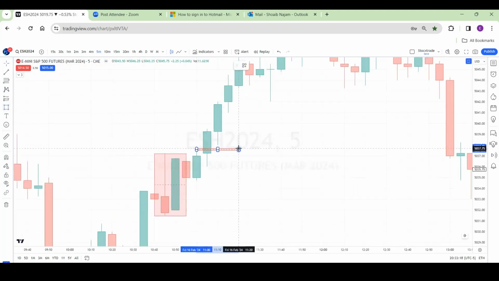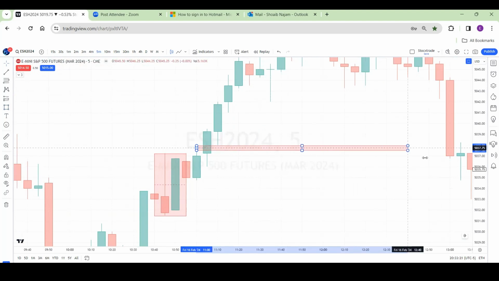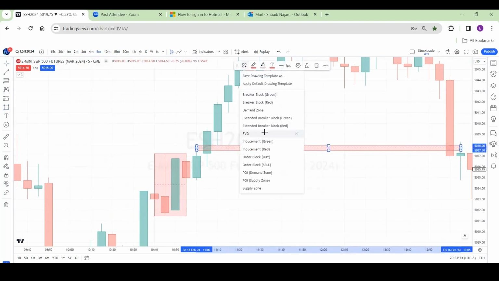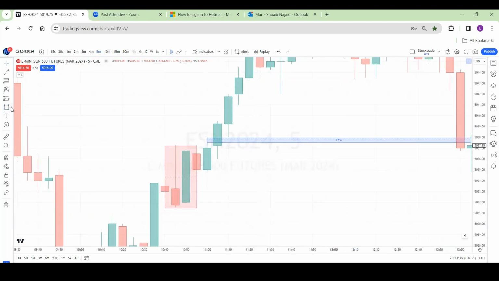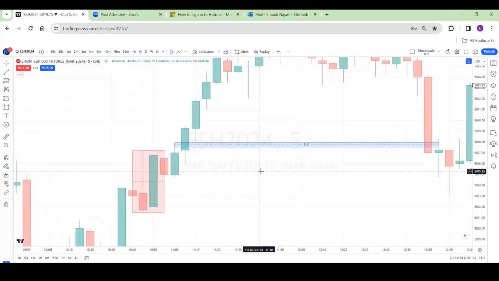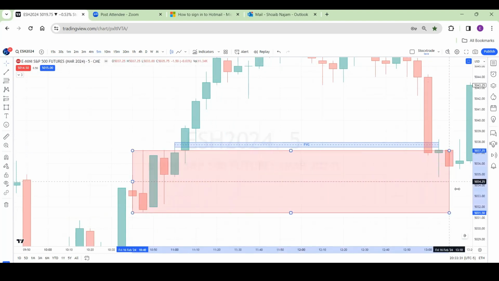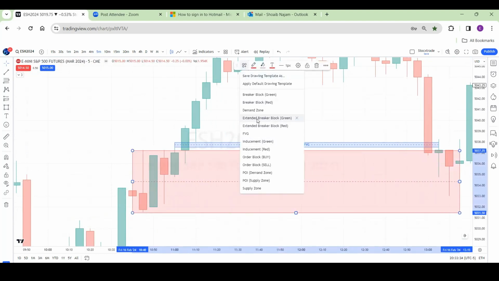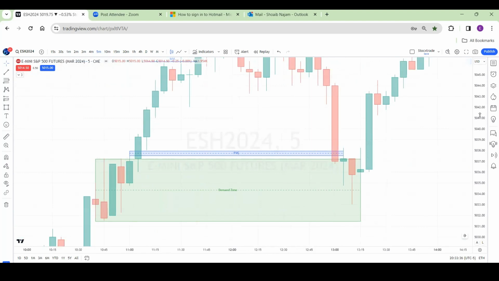Yes. So the market needs to fill this fair value gap. There is another, no, it is overlapping. Okay, so this is the demand zone. Just extend it, because now we want to take the entry in 5 minutes.